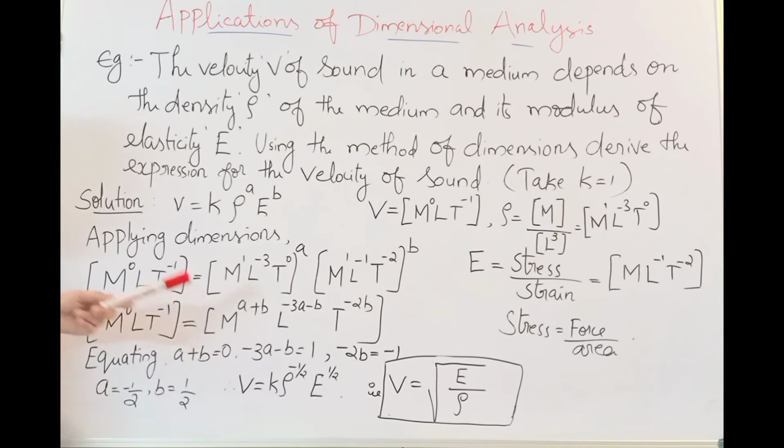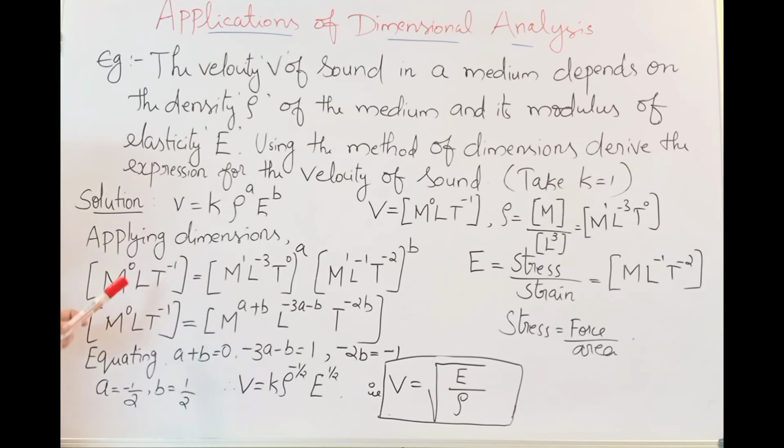So that I will just remind it. That means here we have to find the velocity of sound in medium. That means v depends on modulus of elasticity E and density rho. So we can write it as v is equal to k into rho raised to a e raised to b. Now we can find the dimensions of velocity, density and modulus of elasticity. So what we will get?